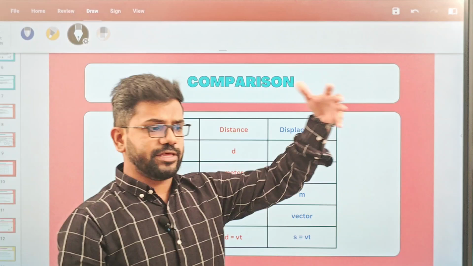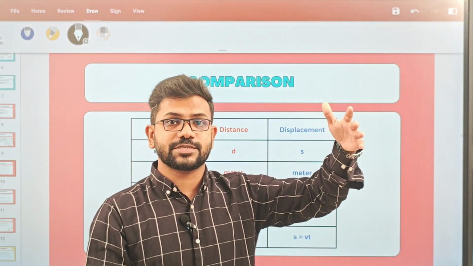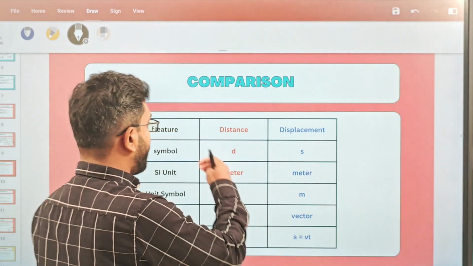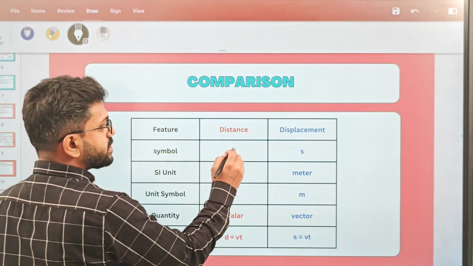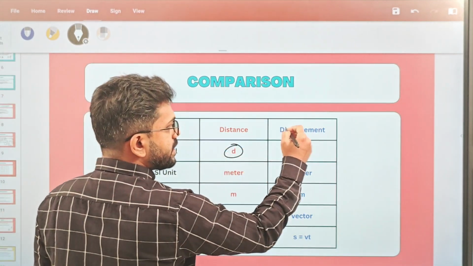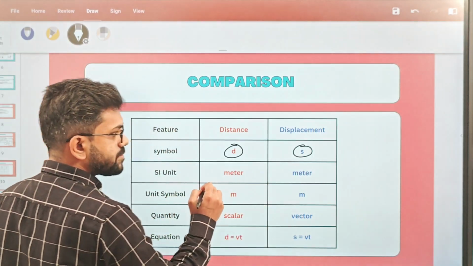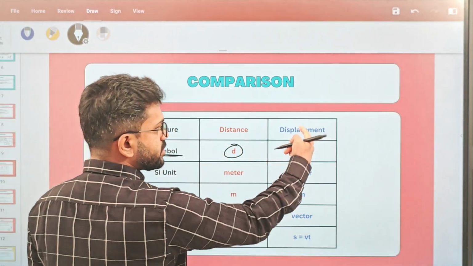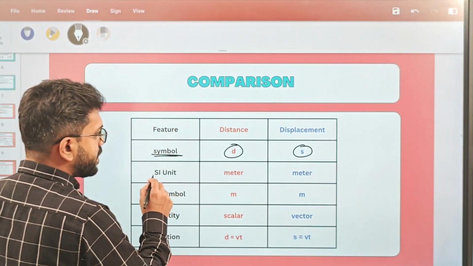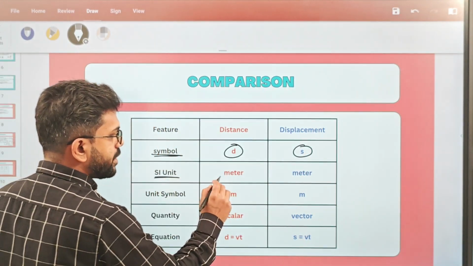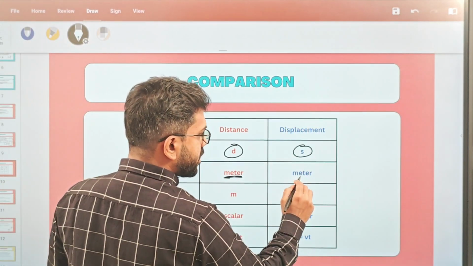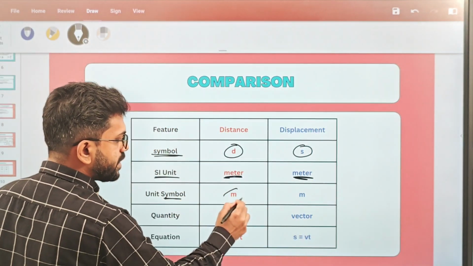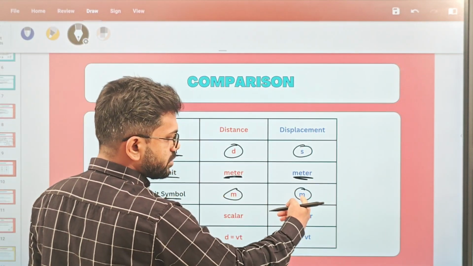All right, let's have a look at some key differences between distance and displacement. Okay, many a time in the exam you'll be asked to write the differences between distance and displacement. In that case, you'll have to write the definition and all of these key points. Let's say symbol of distance is D, displacement symbol is S. Okay, symbol is the short form, so you'll write the short form of distance, short form of displacement. SI unit, the standard unit of distance is meter, displacement is also meter. Okay, unit symbol, the short form is M. In this case, this is also M.